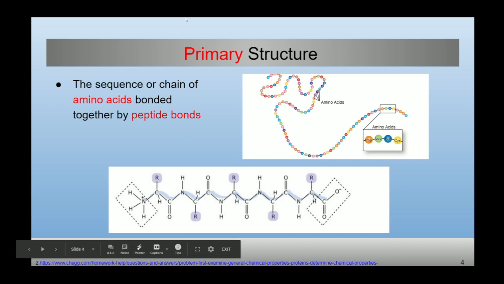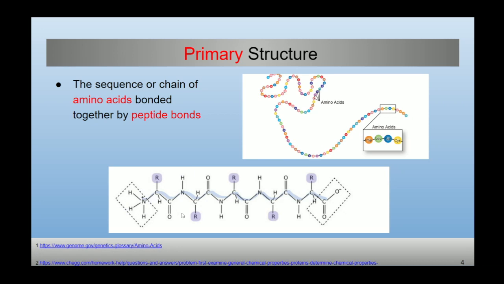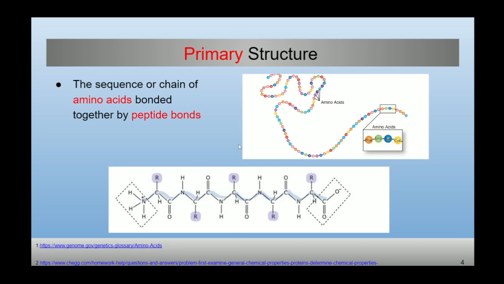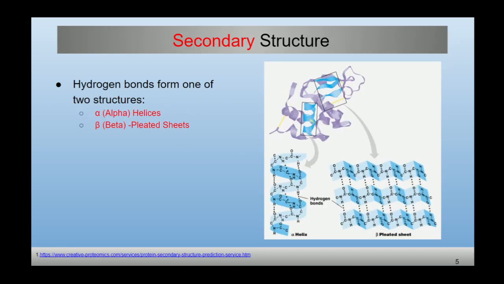Now again, just for identification, you could go ahead and identify what each of these structures is. You've got NCC here, NCC here, NCC here, and so on. And you could actually count how many amino acids this chain is made up of. And so that's a good way to distinguish that. The secondary structure is when hydrogen bonds form one of two structures in a larger protein, usually.